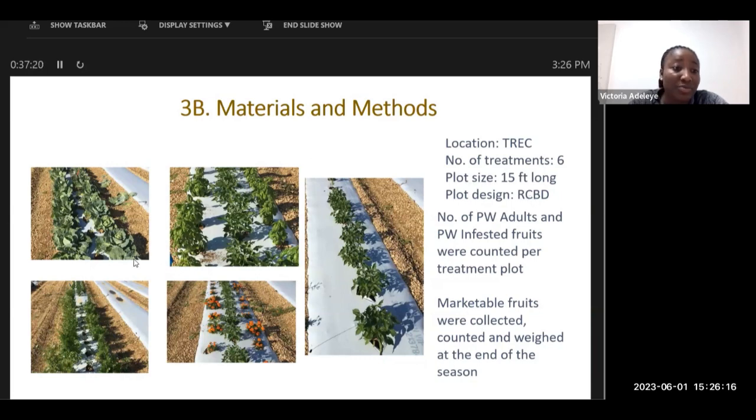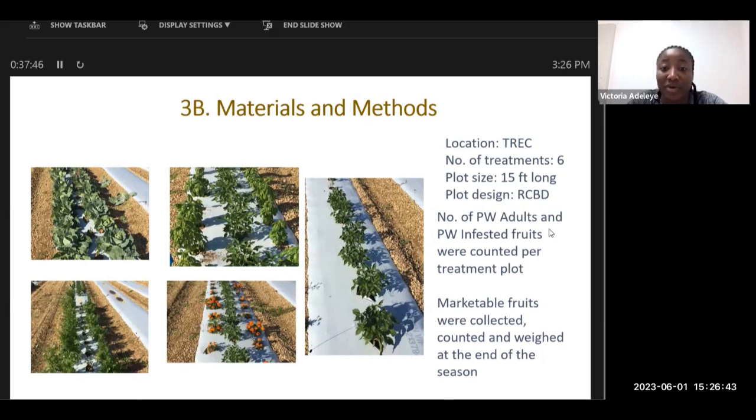As we can see in these pictures, we had pepper in the middle, while we had the non-host, here is the cabbage, on both sides of the bed. We had cabbage, basil, marigold, and cilantro. We also had a control treatment where only peppers were planted, and another treatment where we sprayed Actara.